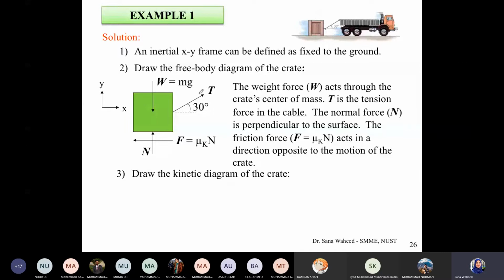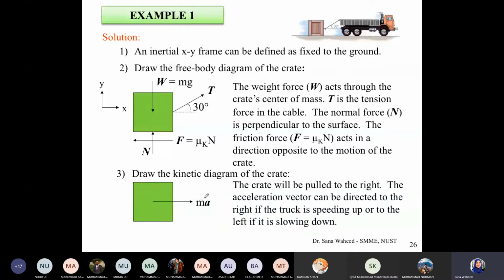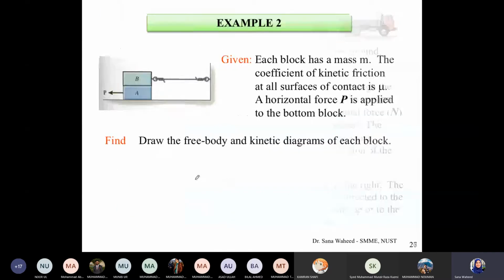So the only acceleration that it's possible for it to have is because of this truck. So it's going to act in the horizontal direction to the right. So this gives me my kinetic diagram. Okay, so pretty straightforward, as I said.